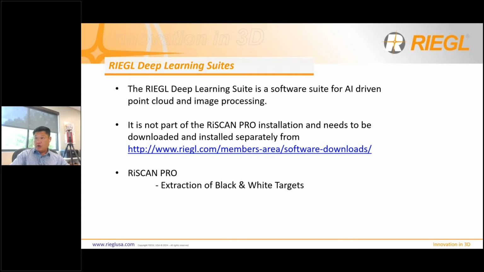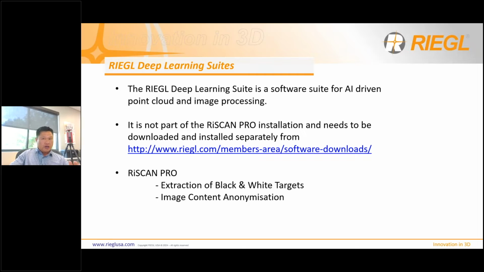And within RiSCAN Pro, you have the extraction of black and white targets, which we'll see here shortly. And then also the image face blurring, right? Anonymous face blurring. So when you're capturing the data, if you forget to initialize it on the scanner, you can then blur out the faces on the images in the software.